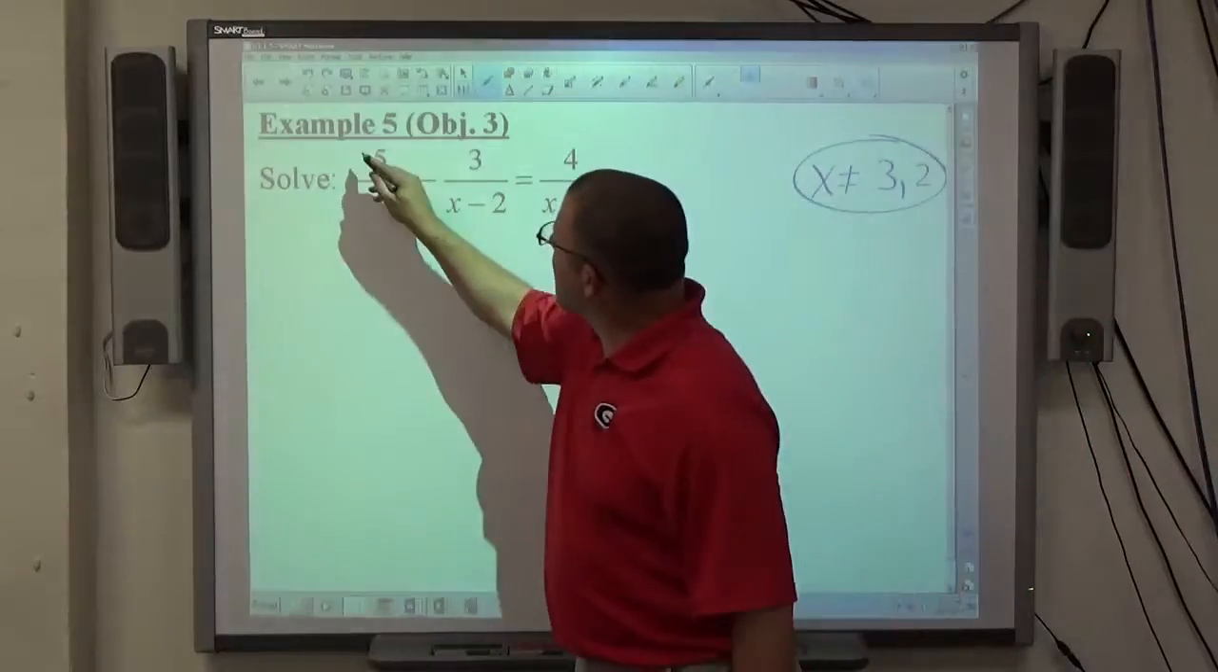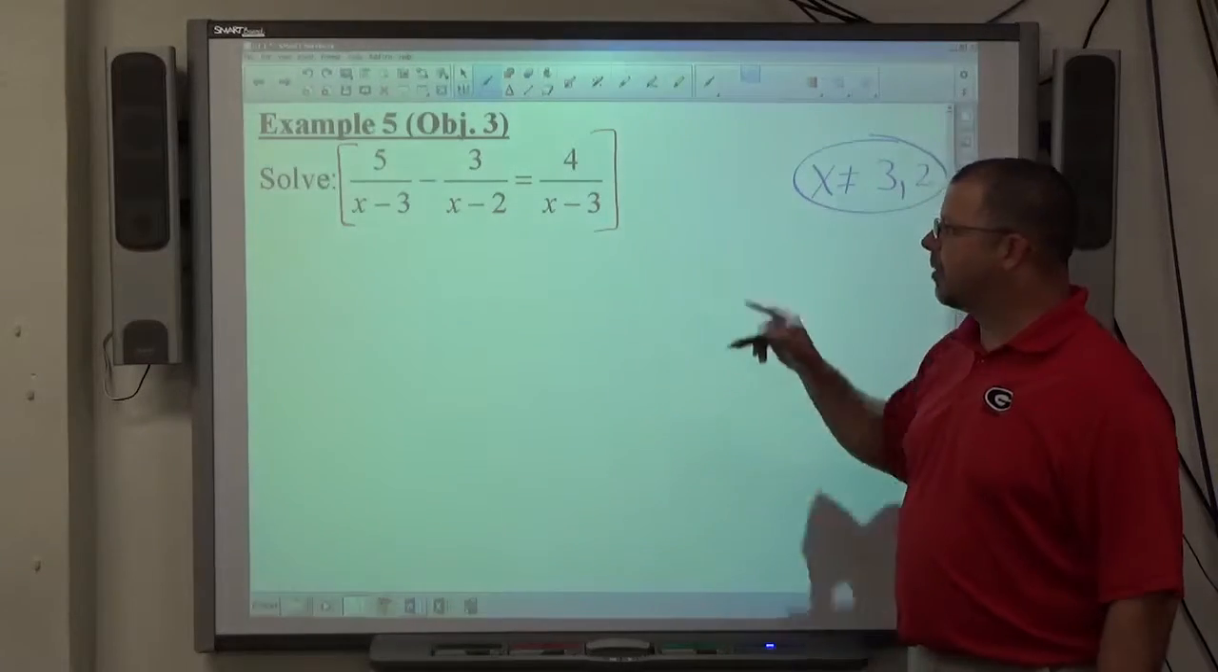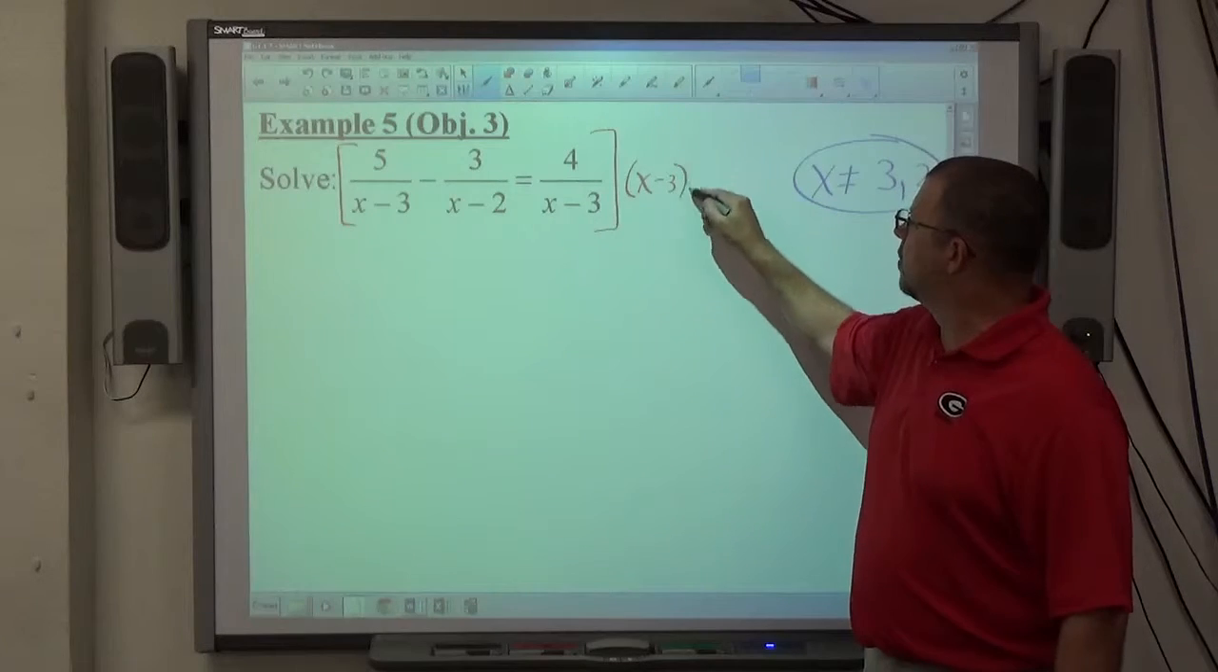All right. Once you've established that, now we want to get rid of the fractions. Okay, the common denominator is simply the product of all the different types of denominators. In this case, x minus 3 times x minus 2.